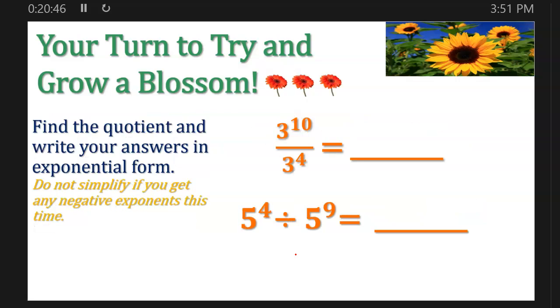Let's try to grow a third blossom. This time we're going to find the quotient and write our answers in exponential form. And again, if you get negative exponents, don't worry about it. Sometimes that'll happen. 1, 2, 3. All right, our first answer is 3 to the 6th power. So 10 minus 4 is a 6, and we kept that base the same at 3, okay? 5 divided by 5, keeping that base of 5, we're going to subtract 4 minus 9, and 4 minus 9 is a negative 5.